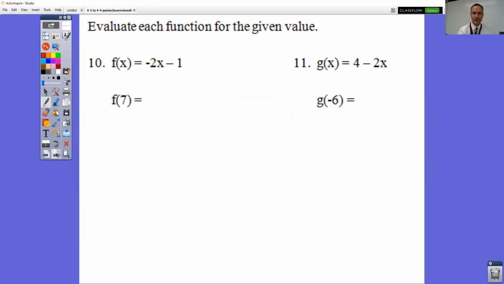In 10 and 11, this comes from section 4-2. What you have to do is take this number that's inside parentheses and sub it in for X. So this one says -2 times whatever your X value is, -1. This one says 4 - 2 times whatever your X value is. You could just take those and type them right into the calculator. Go ahead and try 10 and 11, please.